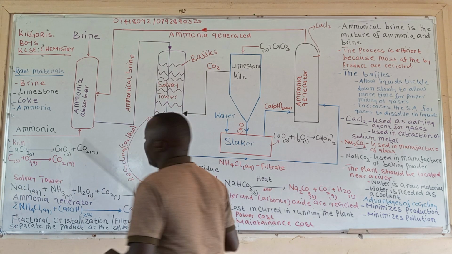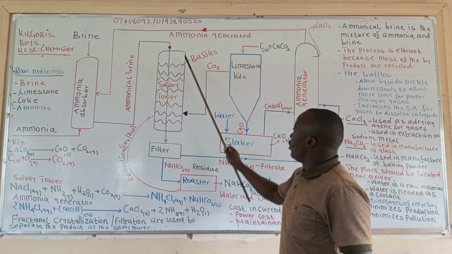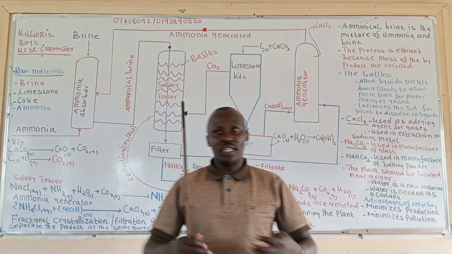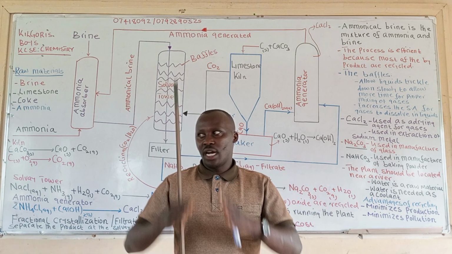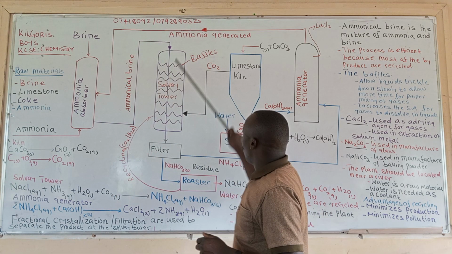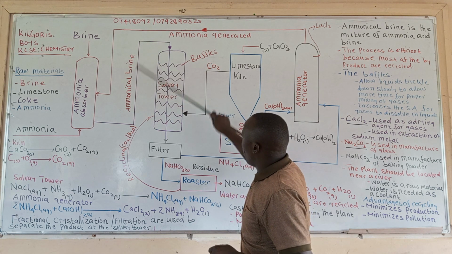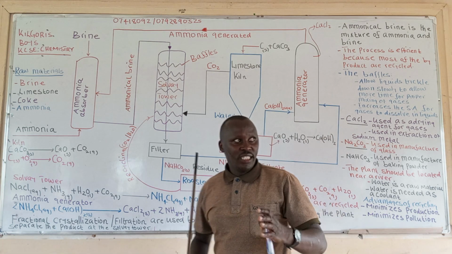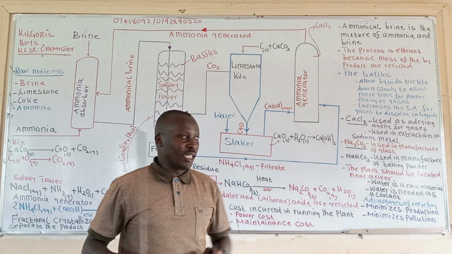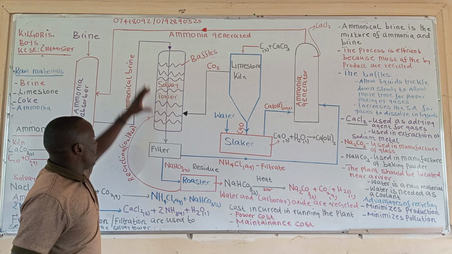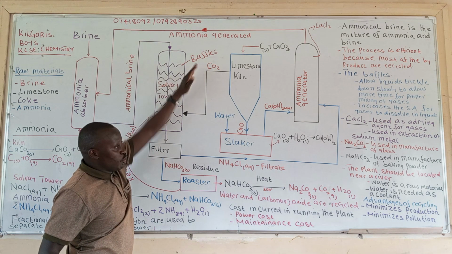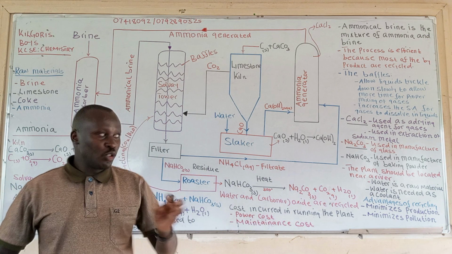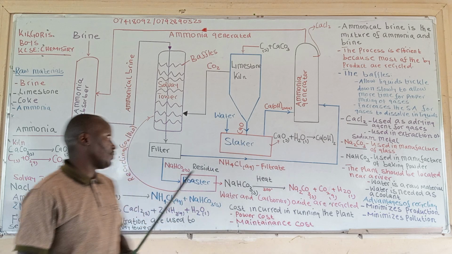The ammoniacal brine is now taken into the Solvay tower. Another name for this tower is the carbonator. So we have the carbonator or the Solvay tower, containing a mixture of ammonia and brine. In this Solvay tower, or carbonator, it has a purpose. Sometimes you will be required to give the uses or the purpose of this tower. Later we are going to mention that.